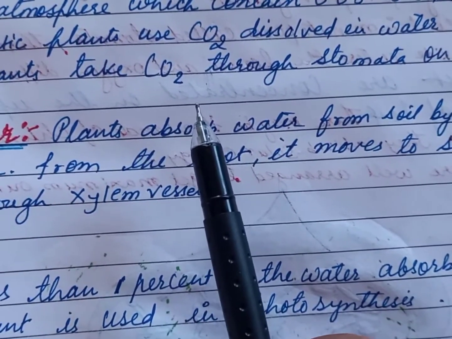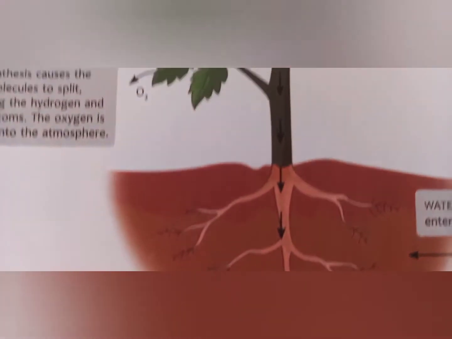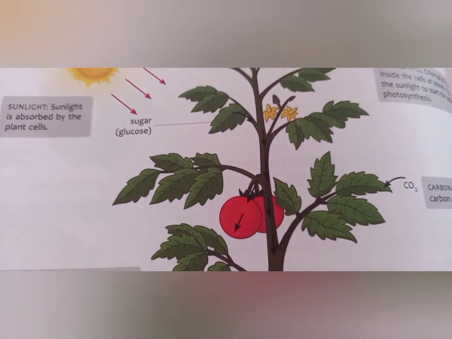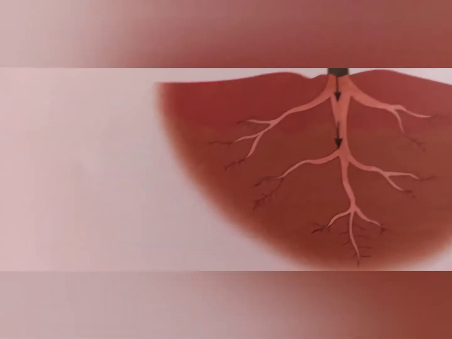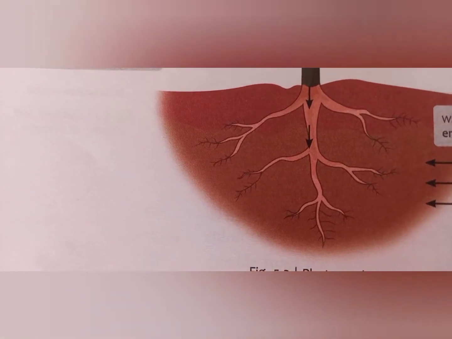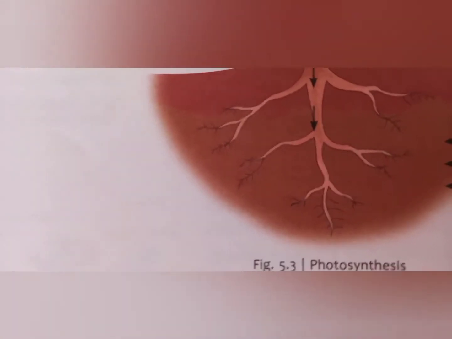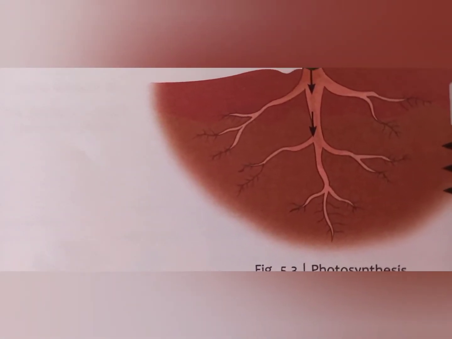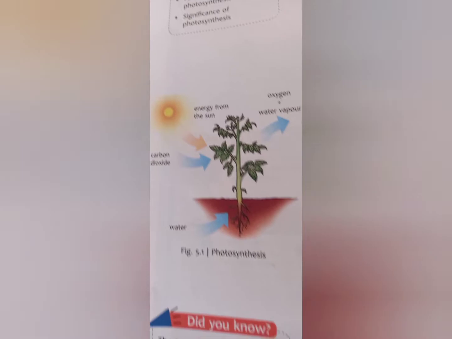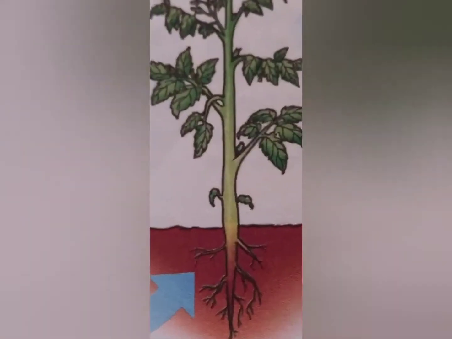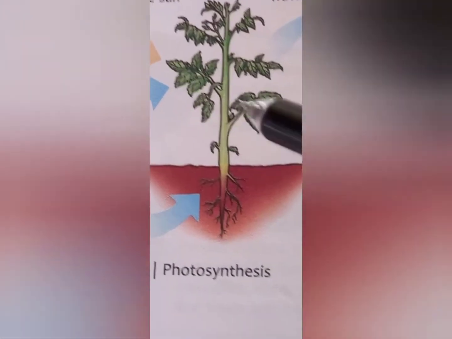Then the root system. If you see here, this is the diagram of the root system of a plant. What is the function of the root system? It absorbs water from the soil, and you can see from the root here that absorption takes place, and it moves to the stems and leaves through the xylem vessels. Less than 1% of this water is used in photosynthesis.